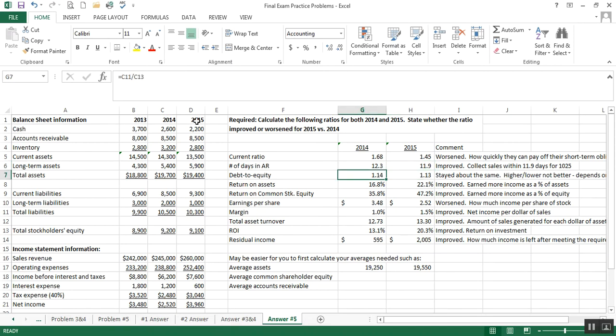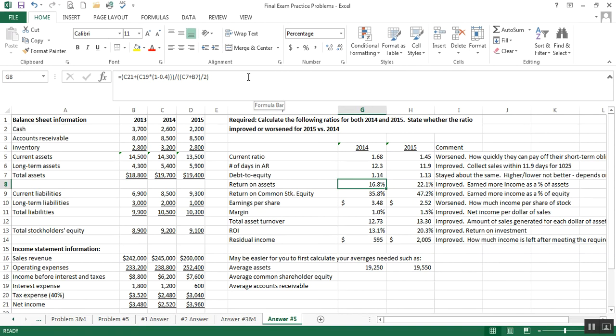Our debt to equity ratio is our total liabilities divided by our total stockholders' equity. This is telling you how much of the company is financed by debt versus equity. This ratio is unique because there's no higher or lower is better. It mainly depends on the company's leverage strategy. So here they remained relatively the same.